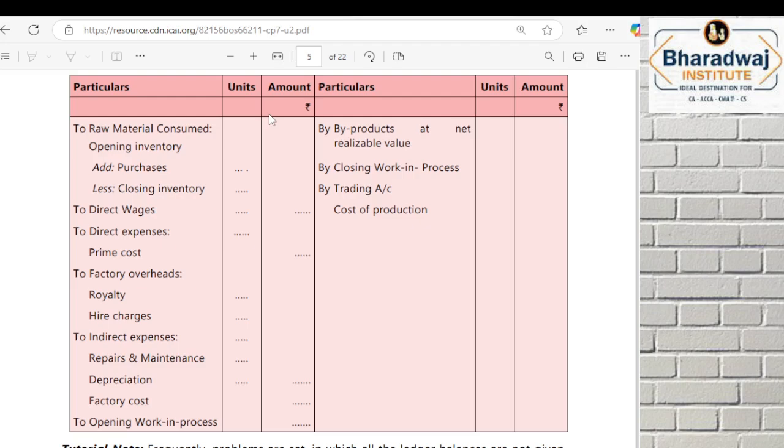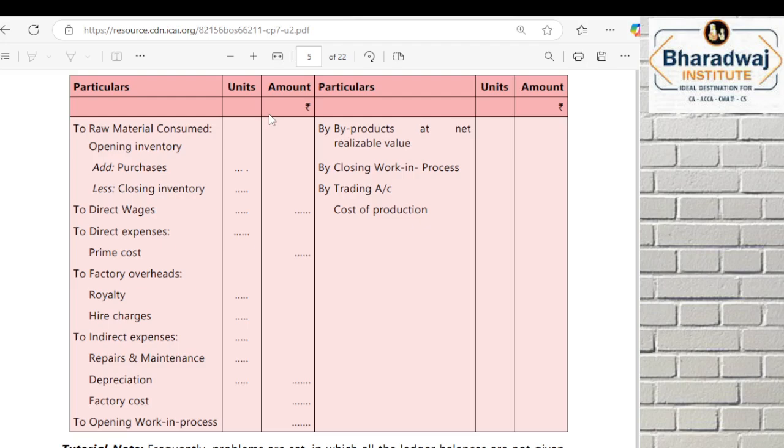To recollect, what all will come in the debit side? Opening stock of raw material plus purchases minus closing stock will give us raw material consumed. Then charge all the direct expenses, direct wages, and direct expenses. Then prime cost. Charge all the factory related overheads, which can be depreciation on machine, hire charges, royalty charges, production charges. That we call total cost or factory cost. Opening WIP is debited. Credit side, what all do we do?